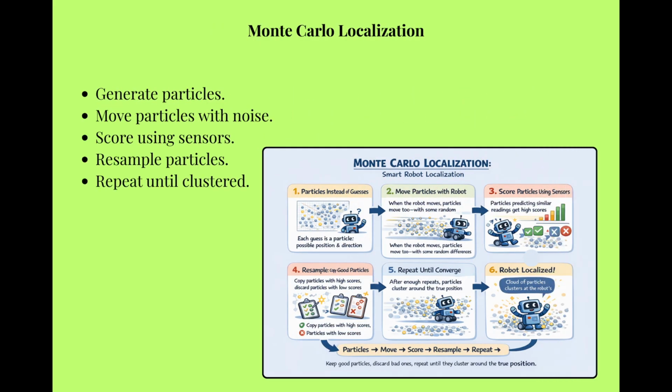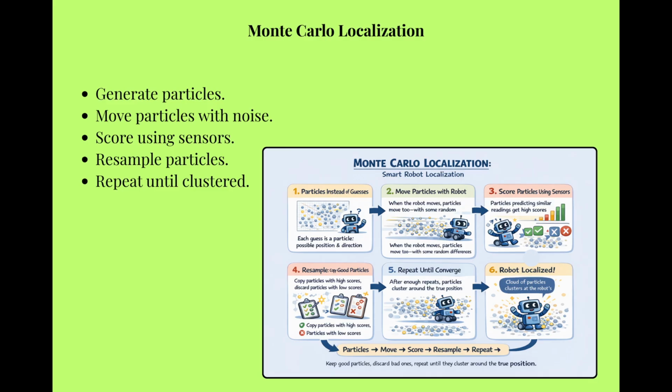Monte Carlo localization, often called MCL, is what you will find in most real indoor robots. It's based on the same idea as before, but smarter. Instead of just removing bad guesses, MCL does something clever. It gives more copies of good guesses and fewer copies of bad ones. In this method, each guess is called a particle. A particle is just a possible position and a possible direction.